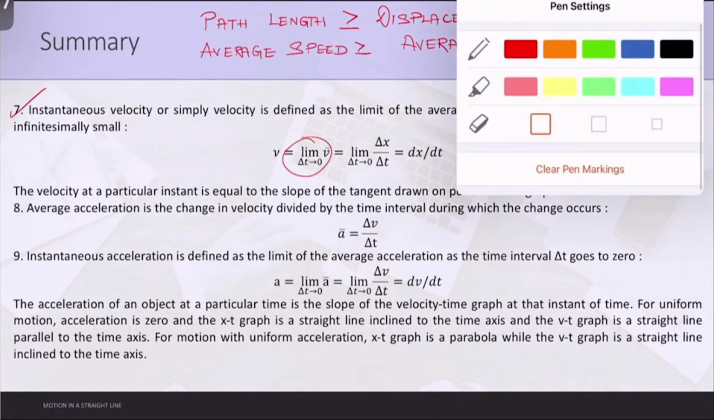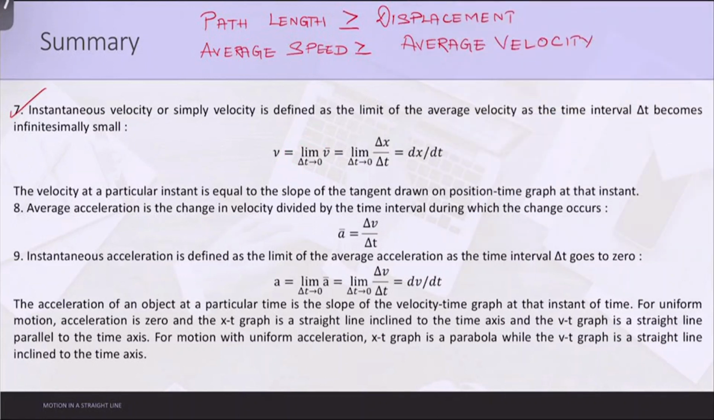So how to write this? We write this in this form. That is, v is nothing but equal to limit delta t tending to 0 of a bar, which is equal to v bar, which is equal to limit delta t tending to 0 of delta x upon delta t, and this differential can be written in calculus as dx by dt.